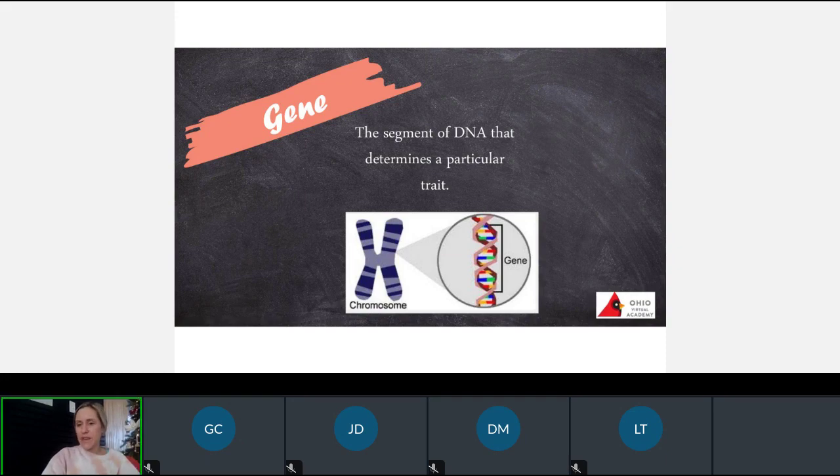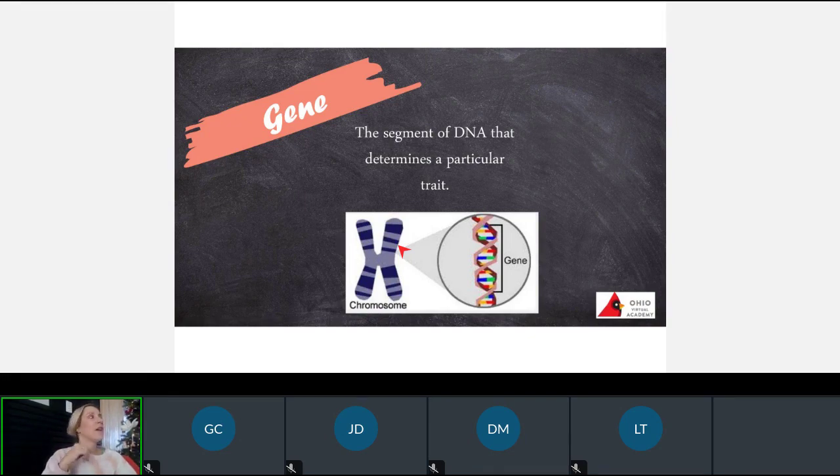Who would like to read the next word? Lizzie, would you like to read? Gene, the segment of DNA that determines a particular trait. Perfect. So a gene is what we're talking about by one of those bands in the chromosomes. That is the representation of the genetic information. It's called a gene. Not the jeans you wear, right?